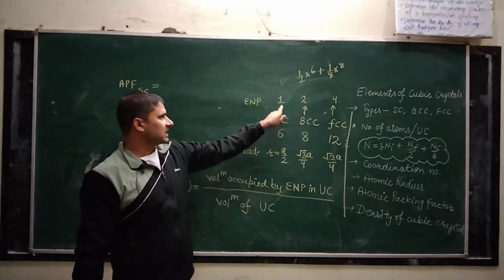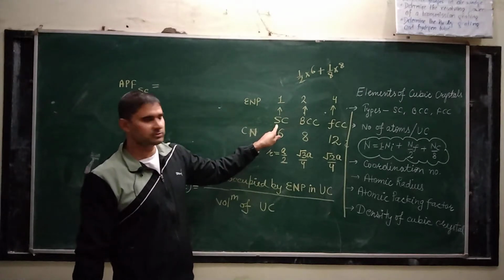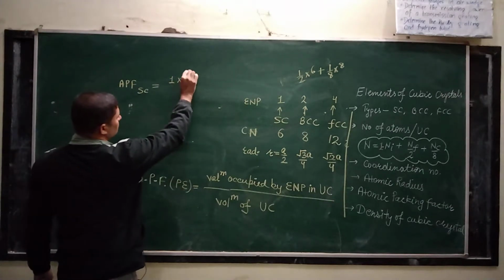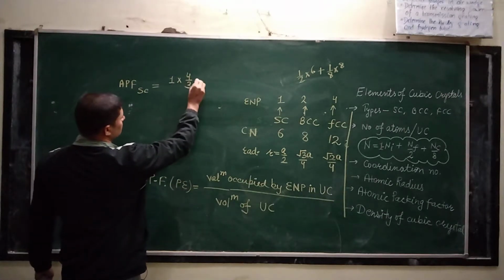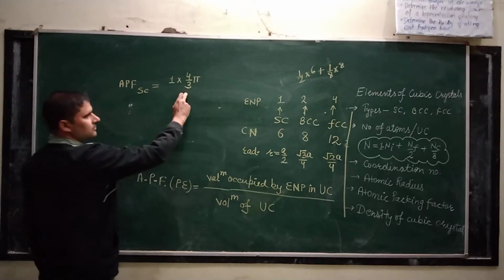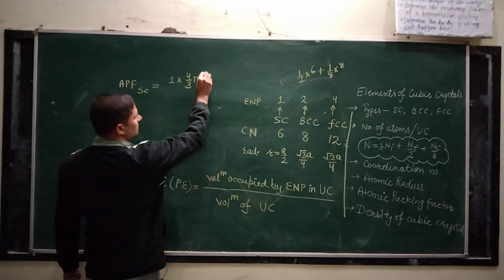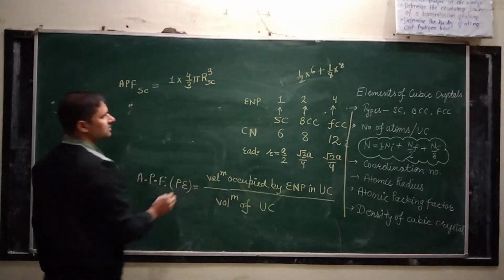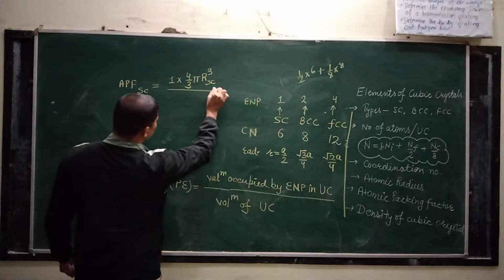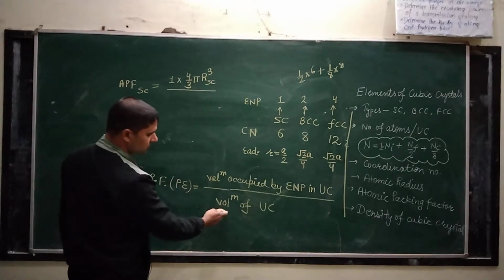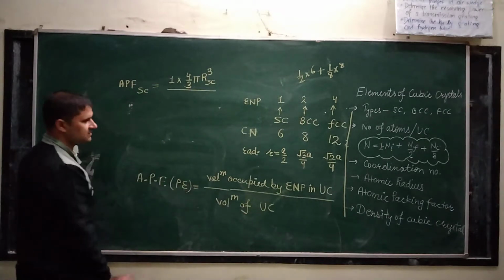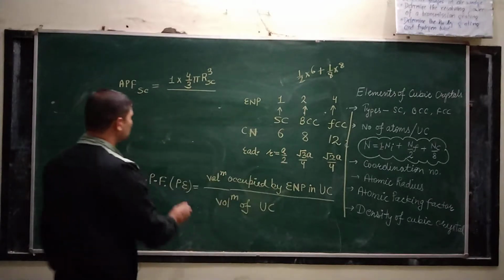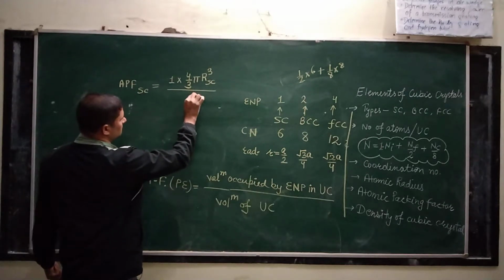So what is the effective number of particles in the unit cell of simple cubic? This is 1. Okay, so 1 particle is here, and the volume, if I assume the atom to be a sphere, then it will be 4 by 3 pi r cube, where r is the radius in case of simple cubic, divided by the volume of the unit cell. So if the side of the simple cubic is A, then its volume will be A cube.